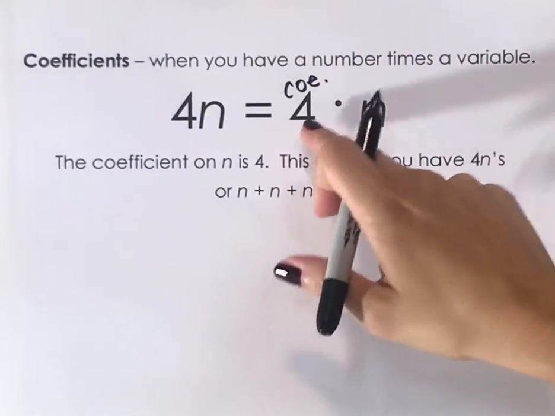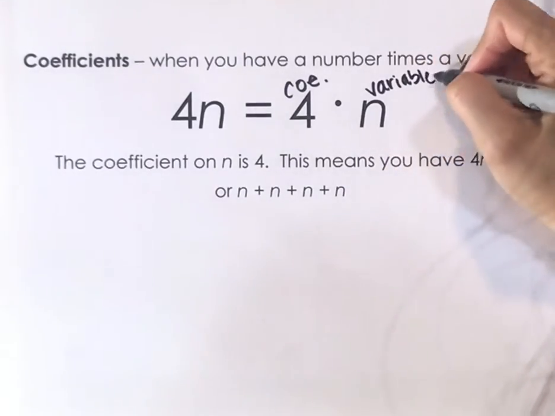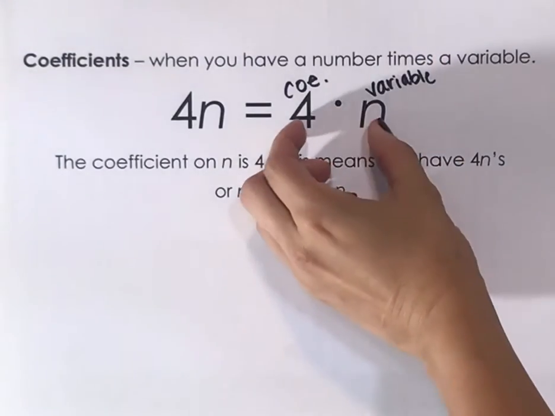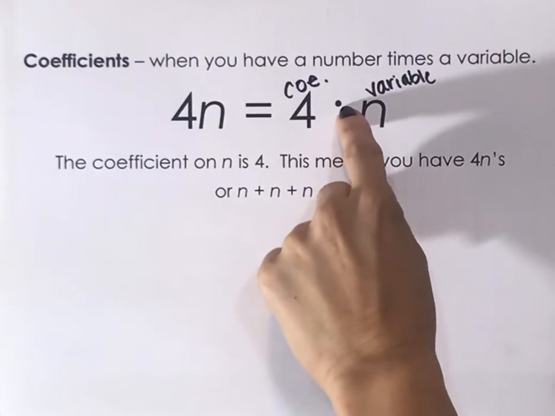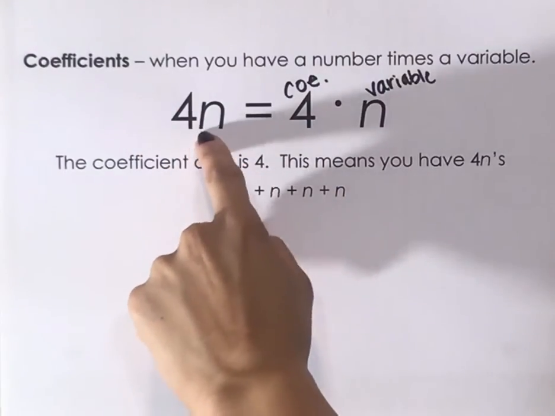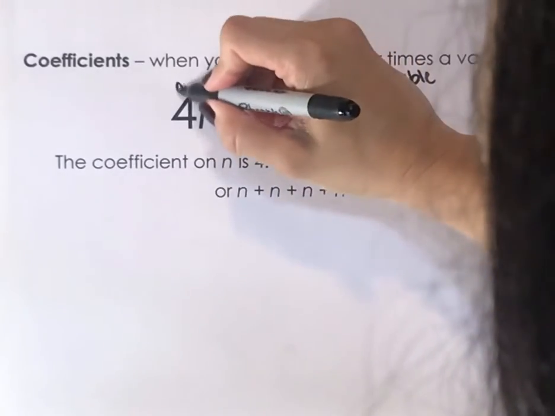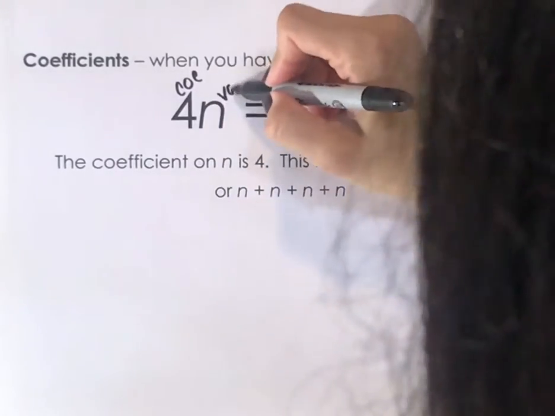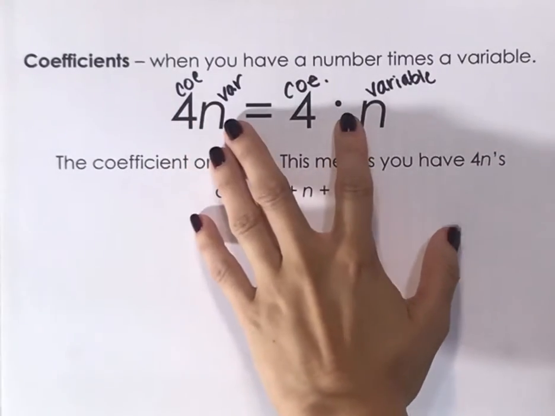Okay, that's the coefficient. This is considered the variable. Okay, and they're separated. And you can take out that multiplication sign, and when you take that sign out, it then can look like this, and it's the same setup except without the dot. This is still your coefficient. That is your variable, and these are the same.